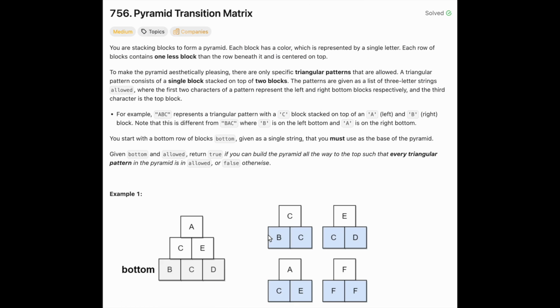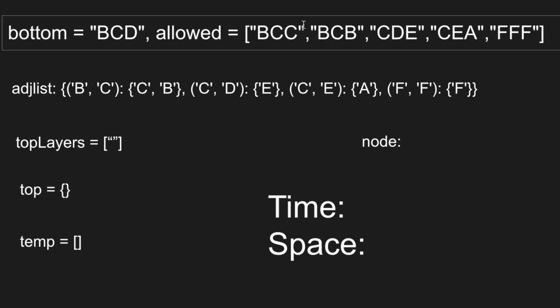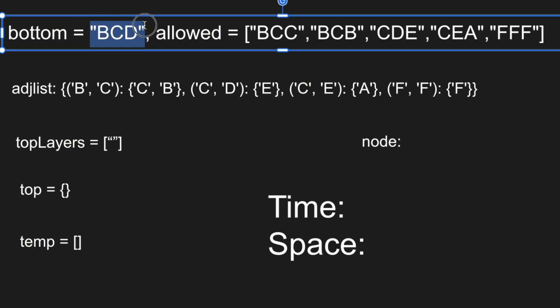So now that we have seen some examples, let's get to how we can solve this problem. One way that we can solve this problem is we can use DFS, and we will search through the bottom string, and our goal is to make sure that we can get to a point where there can be one string at the very end, because that would be the top of the pyramid. If that is the case, we can return true. If that's not the case, we can return false.